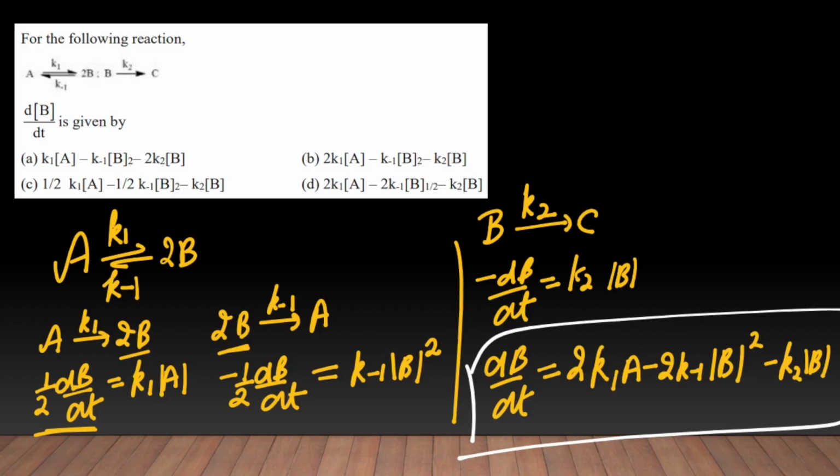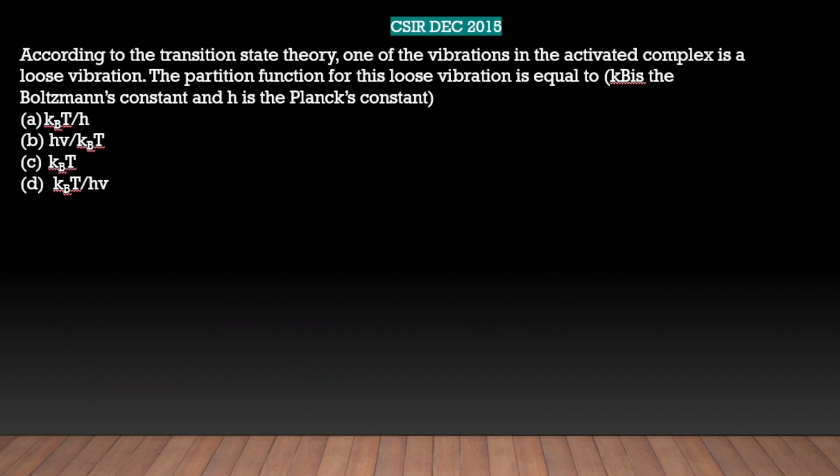Here it's not the half, it's the square you are having. So here the power is 2, right? That means 2K1A minus 2K inverse B square minus K2 times B. Option D becomes the correct answer. Okay, now moving on to the next one. These were all the questions from the June exam conducted in the year 2015.